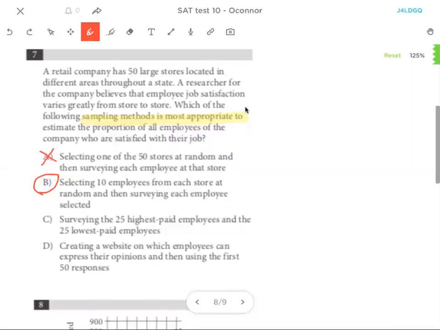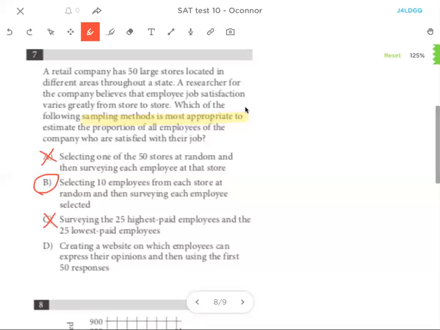Surveying the 25 highest paid employees and the 25 lowest paid employees, probably not the best, because you might assume the highest paid people will be happier and the lowest paid people are going to be not as happy. And so you're skewing your data in that case.